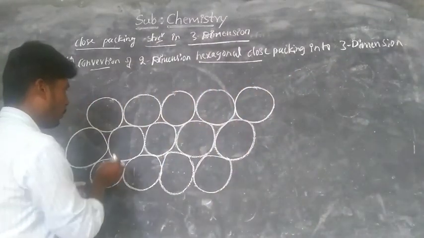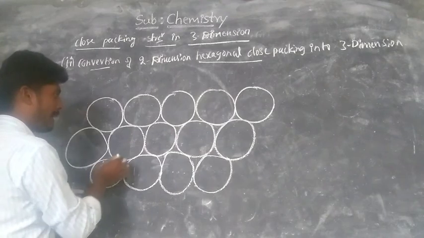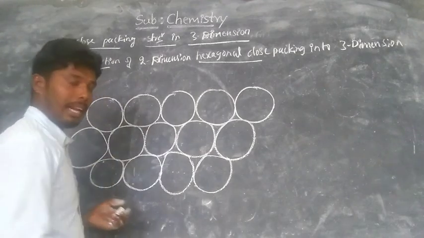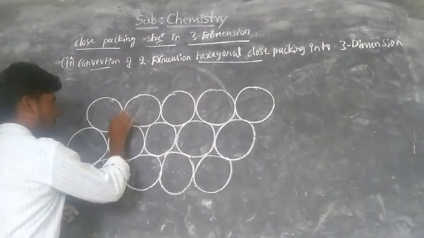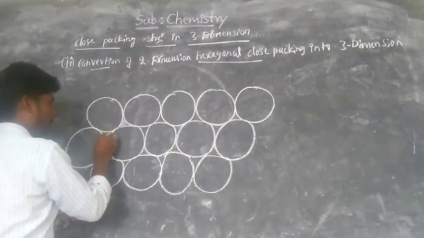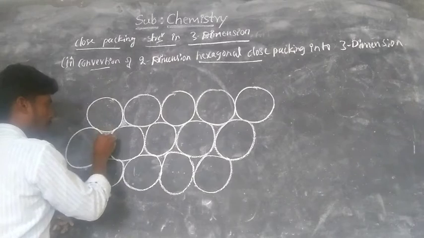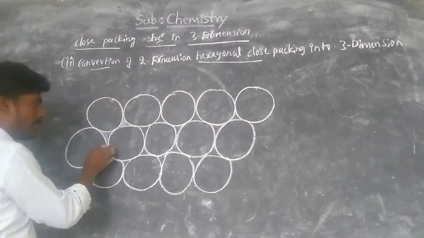And I told you in two-dimensional hexagonal close packing, you can see two types of triangles. So observe, this is one type of triangle that is showing above direction. The sharp edge is showing above direction, and this is below direction.